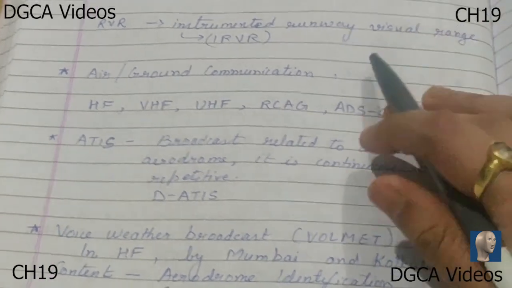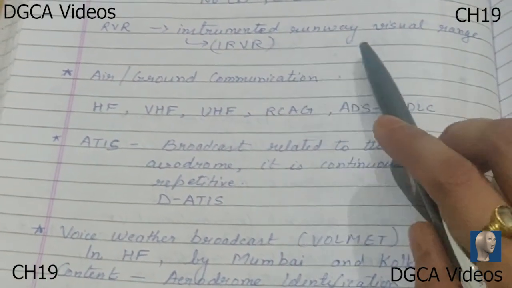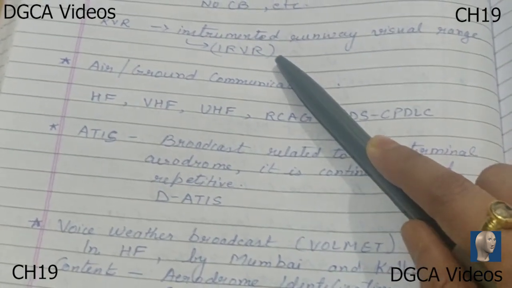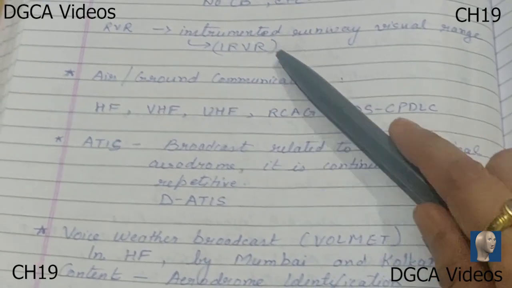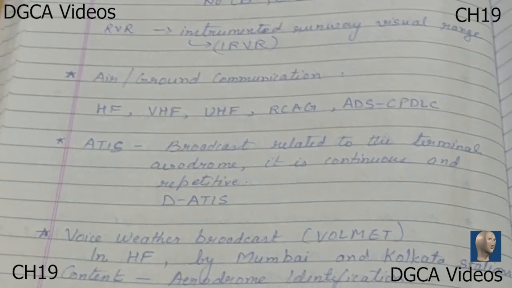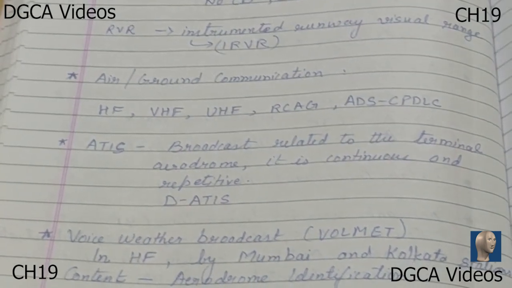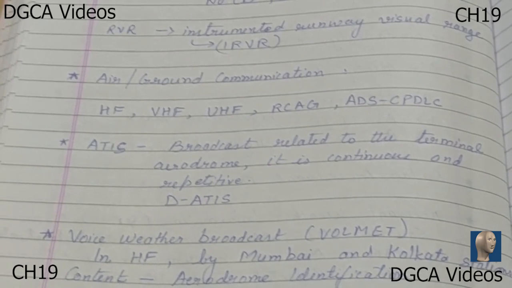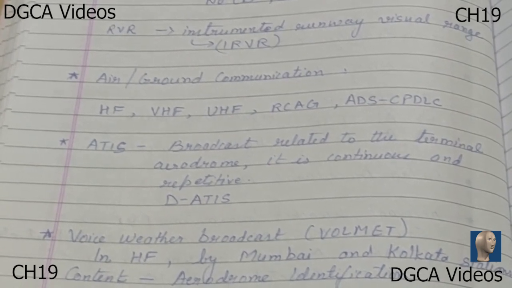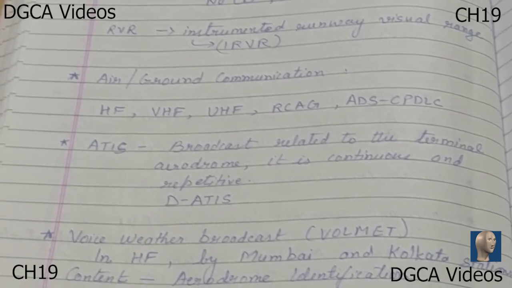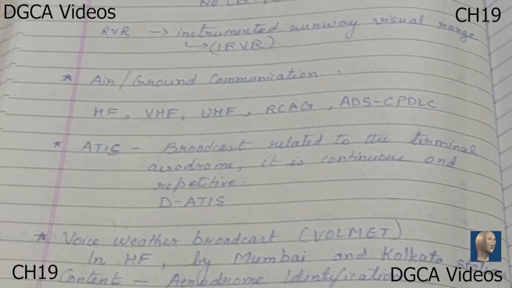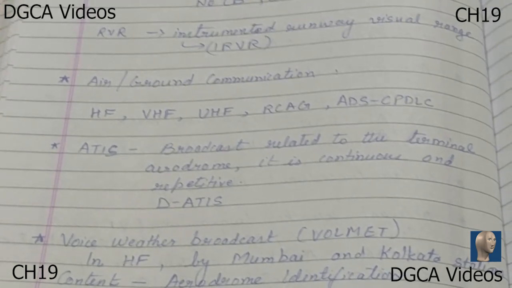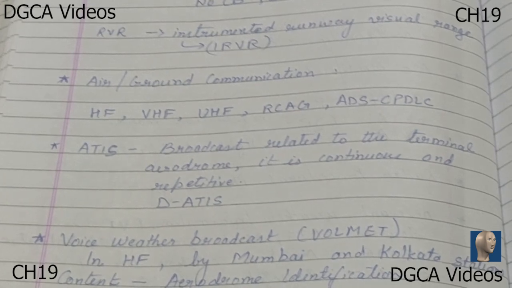So if it is an instrument runway visual range, we call it IRVR, and this might be telling you more than one data. It might give you more information, IRVR, and that is RVR. After that, we have the air-ground communication. The air-ground communication can be over either high frequency, very high frequency or ultra high frequency.